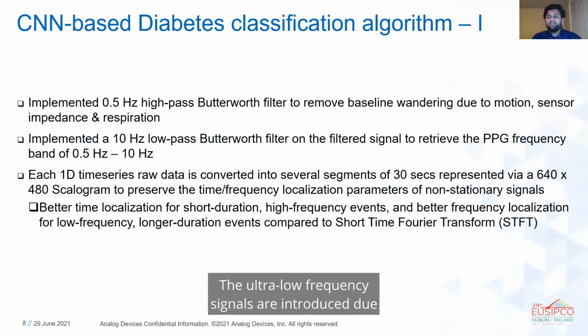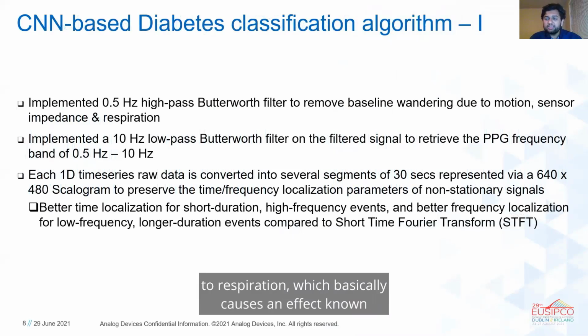The ultra-low frequency signals are introduced due to respiration, which basically causes an effect known as baseline wandering. A high-pass Butterworth filter of 0.5 Hz is implemented to remove the baseline wandering caused by motion, impedance of the sensor, and respiration. In addition, a 10 Hz low-pass filter is implemented to retrieve the PPG frequency band of 0.5 Hz to 10 Hz.